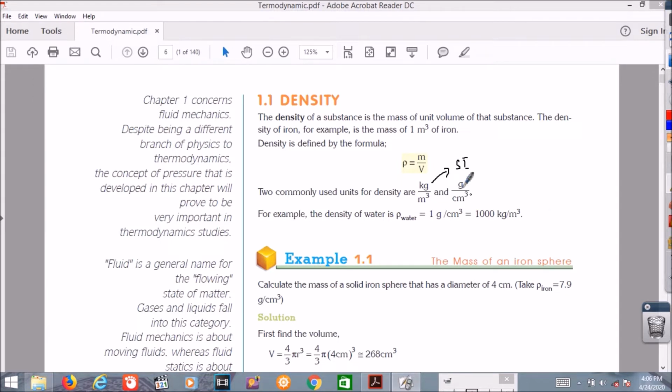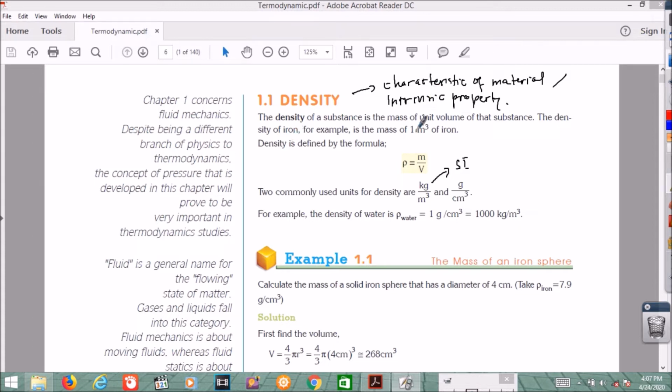And then you have to know that density here is a characteristic of material, or sometimes we call it an intrinsic property. What does it mean if one quantity is known as a characteristic of material or intrinsic property? That quantity is always constant.